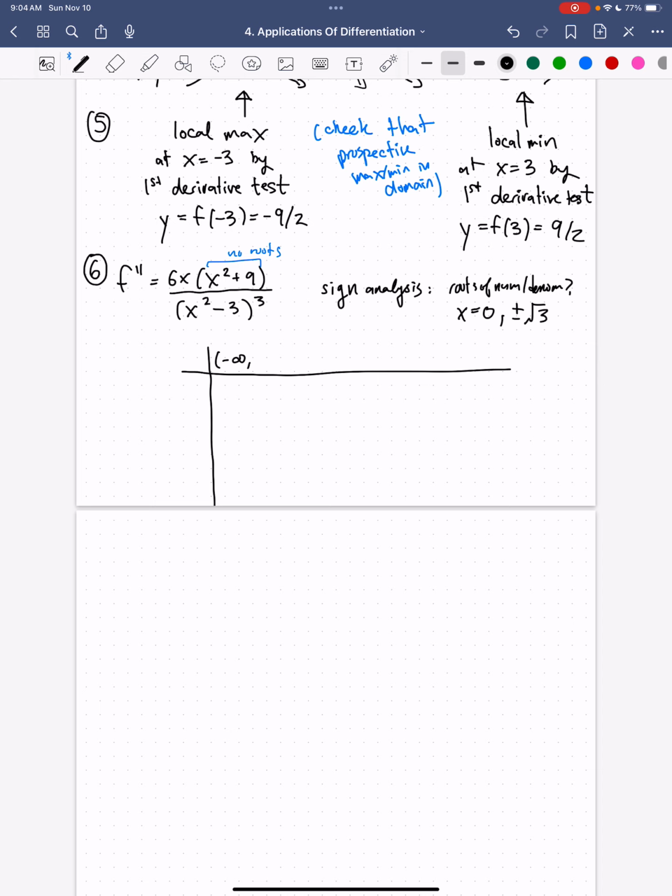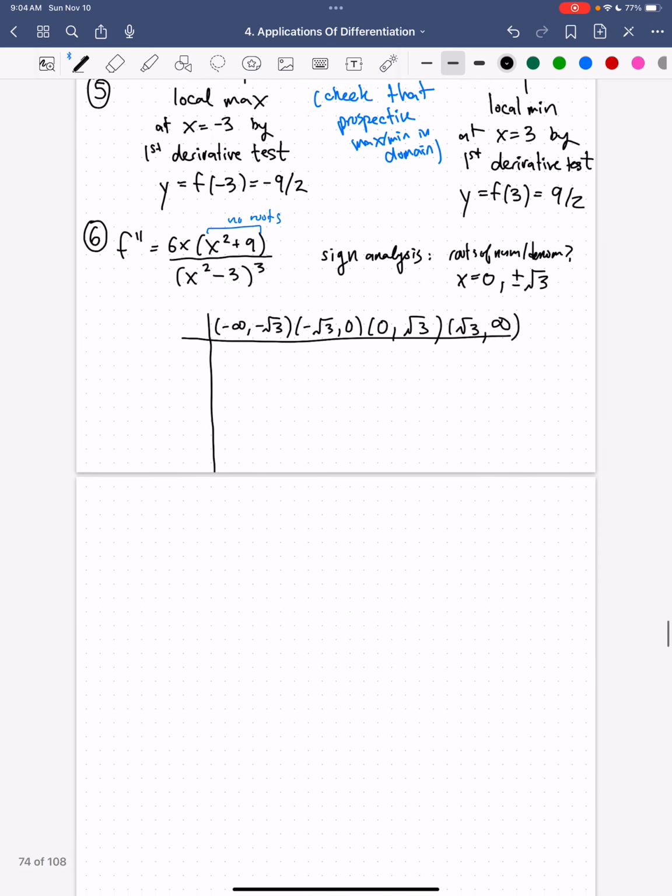And that's it. So this is what we'll put in our table. So we've got the intervals: -∞ to -√3, -√3 to 0, 0 to √3, √3 to infinity. Then we get our factors. We've got 6x. X squared plus 9 is always going to be positive, but as I mentioned in class the other day, I always like to just include all of the factors so that I never end up accidentally missing them, when it really counts.